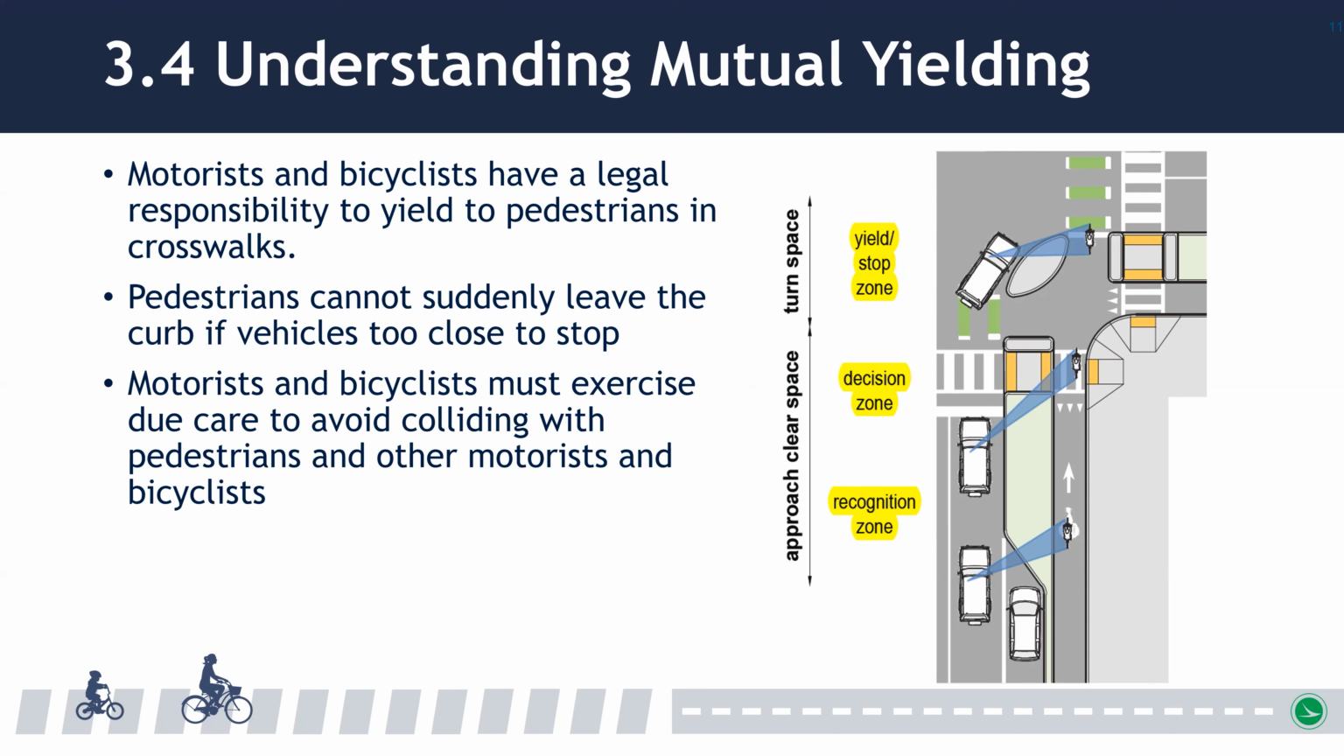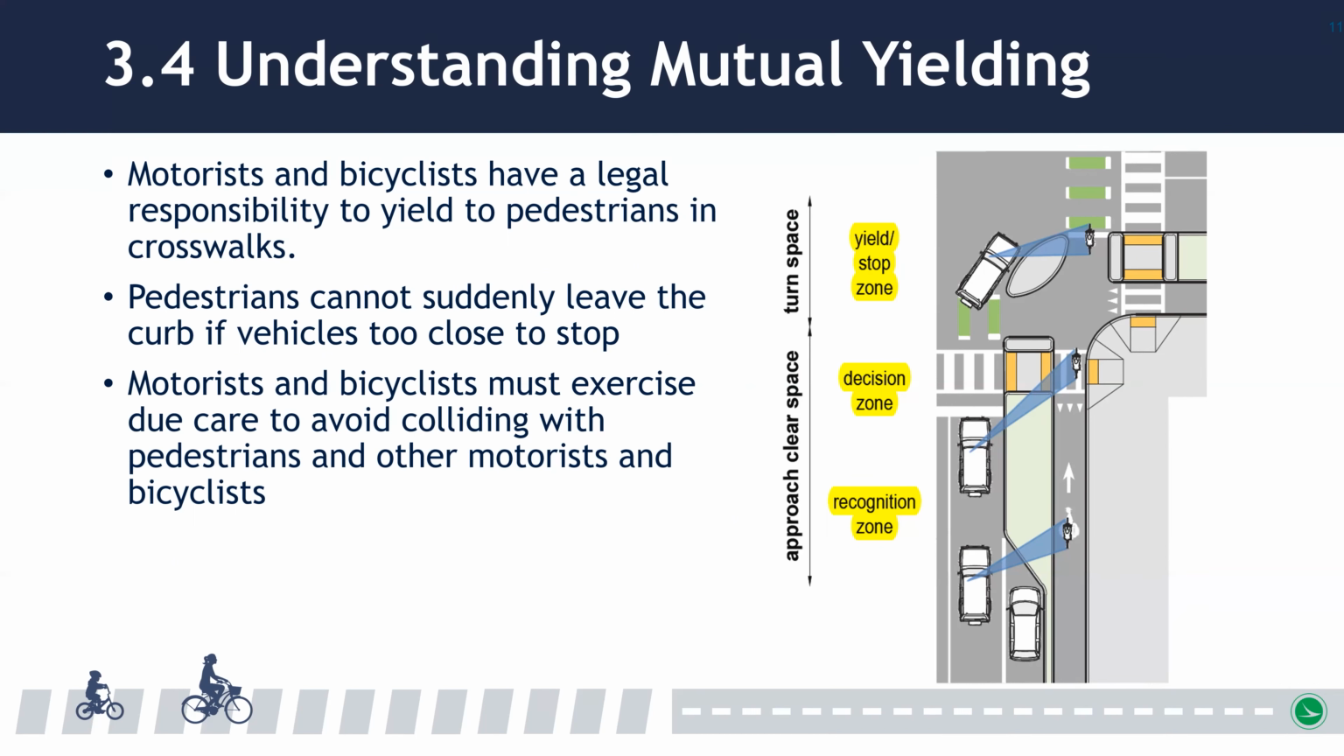The result is a mutual yielding responsibility among motorists, bicyclists, and pedestrians, depending on the timing of their arrival at an intersection. This may also be referred to as opportunities for mutual identification. These are pieces of the law that help to inform how separated bike lanes should operate, since they are more unique than conventional travel lanes.